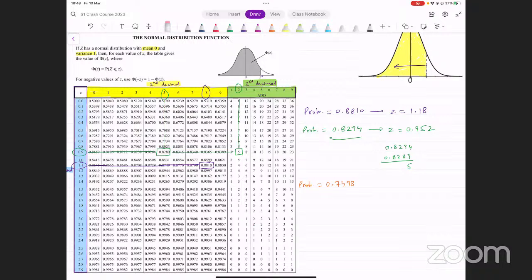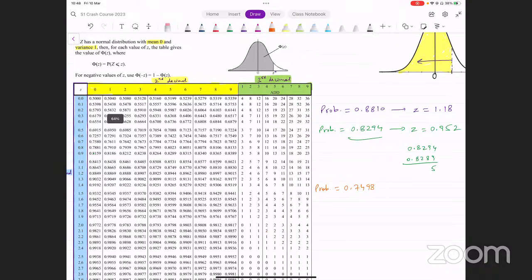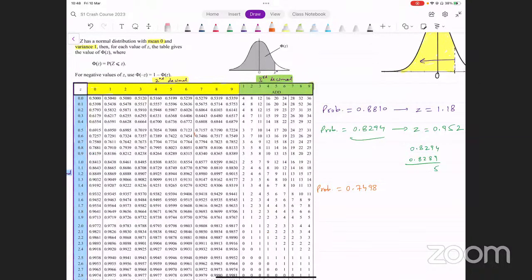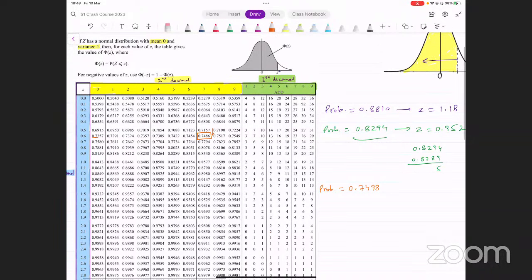Let me get rid of what we've done before. It becomes cleaner. Okay. 0.7498, can we find that value? 7498. We have 7486 here. And then the next value is bigger. So we take the smaller value. So 7498 is going to come somewhere here. So we take the value that's immediately to the left of that. That's 0.7486. Now, what value of z do we get from this?